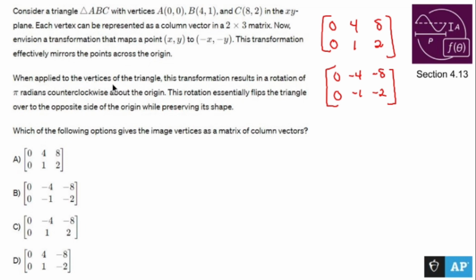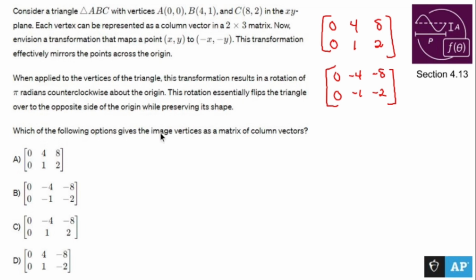When applied to the vertices of a triangle, this transformation results in a rotation of pi radians counterclockwise about the origin. Okay, I can see it. This rotation essentially flips the triangle over to the opposite side of the origin while preserving its shape. Yes, that's what a rotation means.